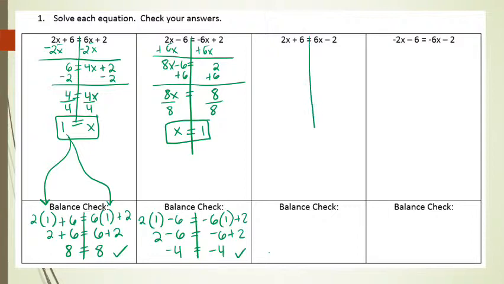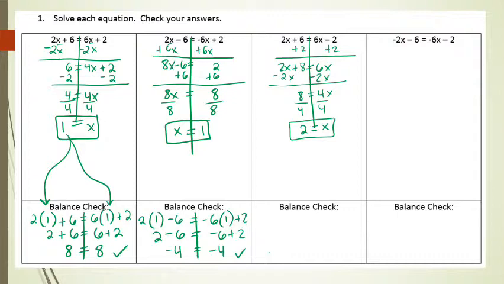Third equation. Again, we're going to combine our like terms. So combining the x terms or combining the number terms. Let's start with the number terms first. So here, for example, maybe I would add 2 to each side. You could have also started by subtracting 6 from each side. So I get 2x plus 8 equals 6x. Now I'm going to subtract 2x from each side. And I'm left with 8 equals 4x. I'm going to divide by 4 to get x alone, and I get x equals 2.